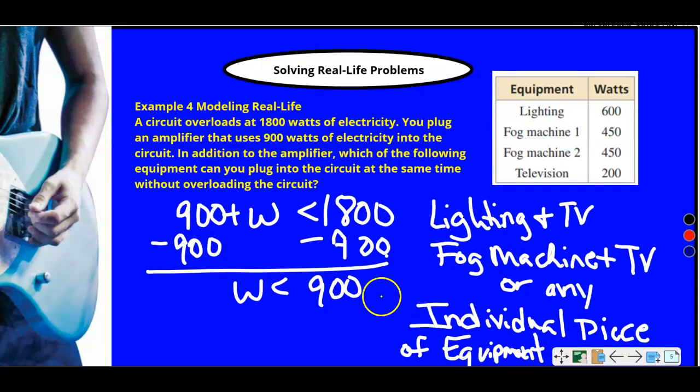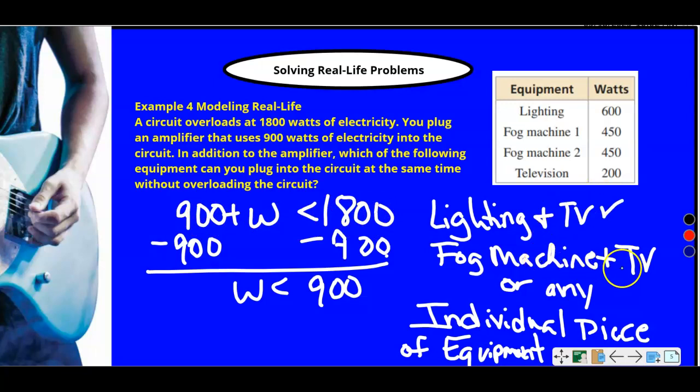All right, so let's go back and read the question, make sure that we've covered everything. It says, in addition to the amplifier, we know the amplifier is 900 watts, which of the following equipment can you plug into the circuit at the same time without overloading? All right, so the lighting plus TV is 800. 800 plus 900 would be 1700, so that is less than 1800, so that one checks out for sure.